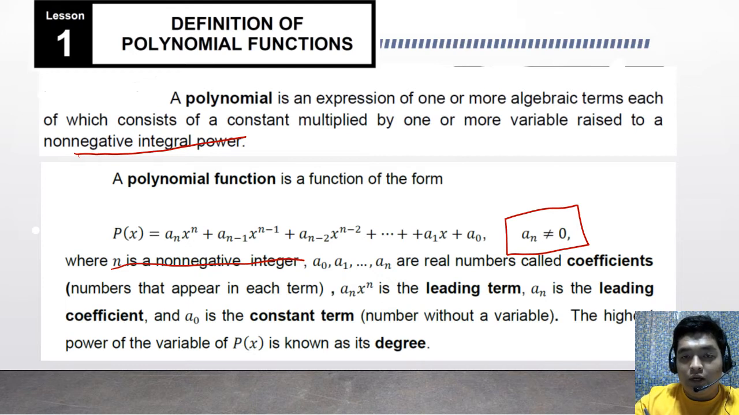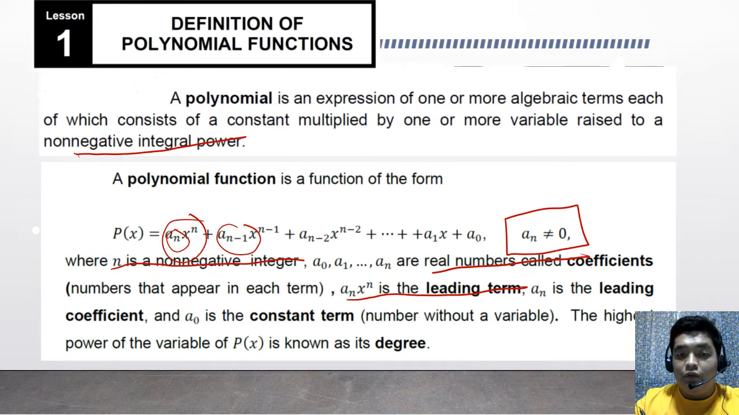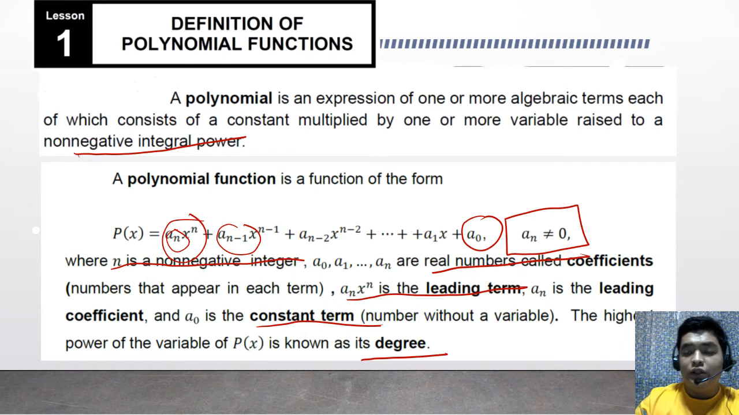A sub 0, a sub 1, up to a sub n are real numbers called coefficients, or the numbers that appear in each term. A sub n, x to the power of n is the leading term. Then a sub n is the leading coefficient, and a sub 0 is the constant term, a number without a variable. The highest power of the variable of p of x is known as its degree. Actually, we already discussed this during the last part of our first quarter.